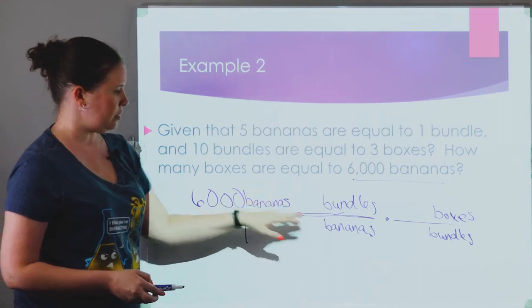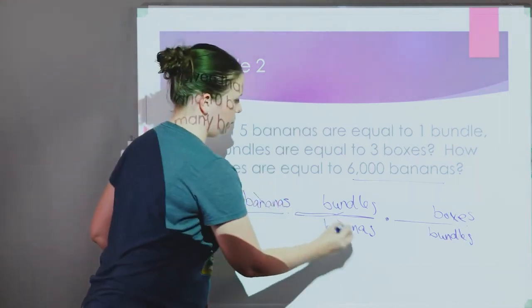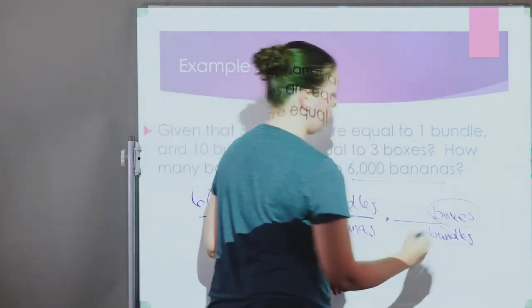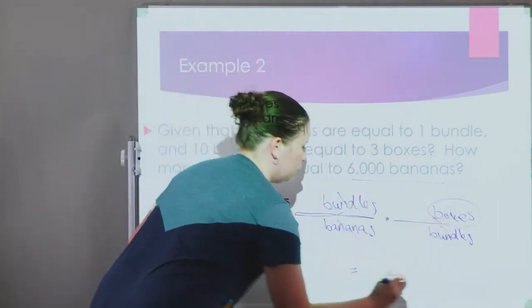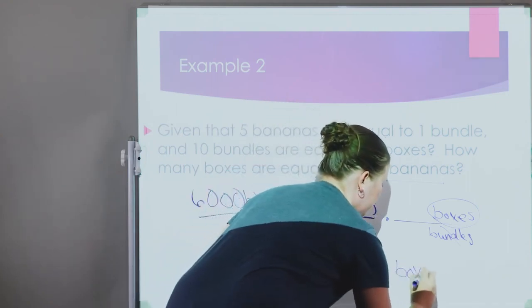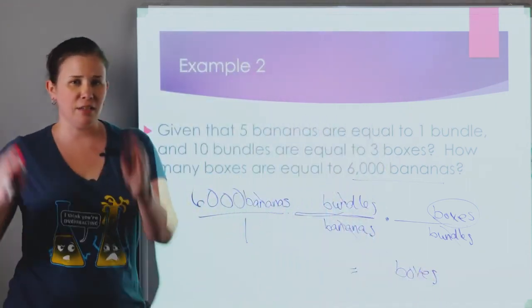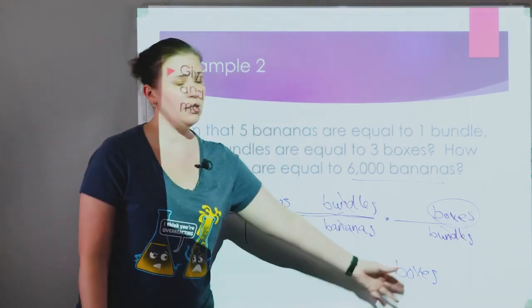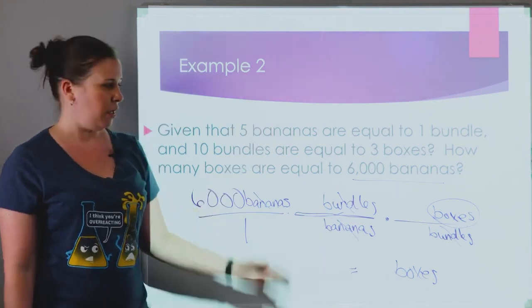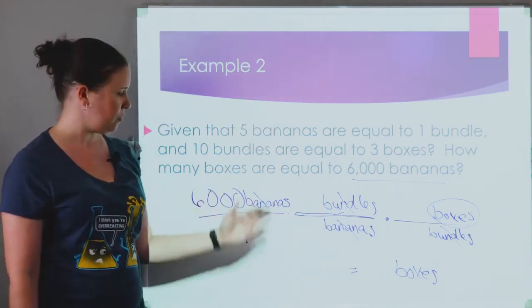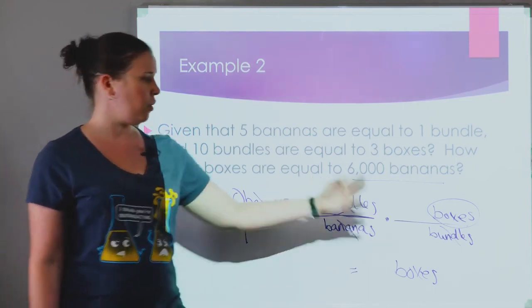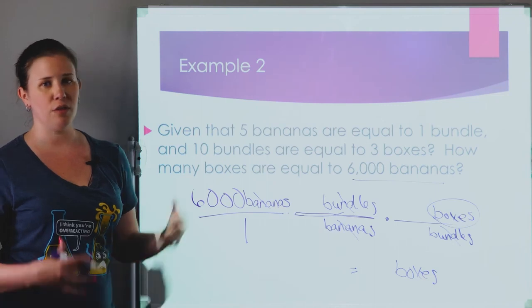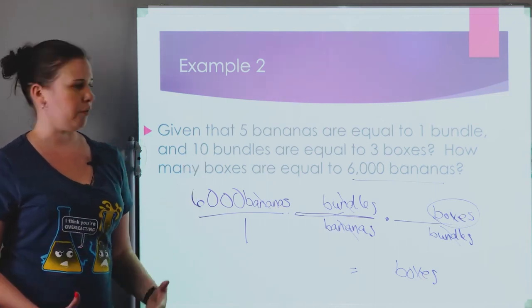So I have bananas top to bottom, which will cancel, and bundles top to bottom, which will cancel, leaving me with boxes. So my final answer will be some number of boxes. Anything that doesn't cancel is in the final answer. So that's part of step 4, checking: does that make sense? Were we looking for boxes? Did everything else actually cancel? My bananas and my bundles do cancel, and all that's left is boxes. So I know I've had the setup correct. So now it's just a challenge of getting the numbers in the right places and putting it in the calculator.